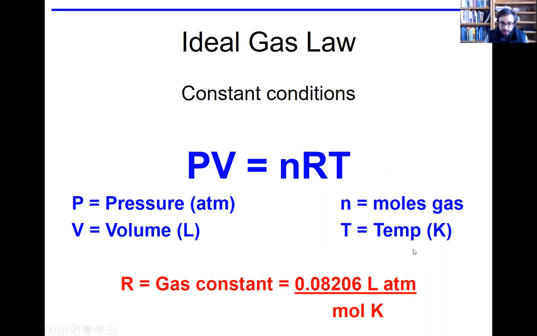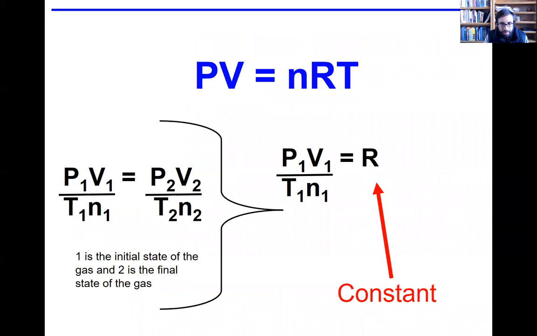And your temperature, it's really important that your temperature is in Kelvin. It has to be in Kelvin. A common mistake students make is that they leave their temperature in Celsius. You know how to convert from Celsius to Kelvin: you add 273.15 to go into Kelvin. And we'll do lots of practice on that in the next video.